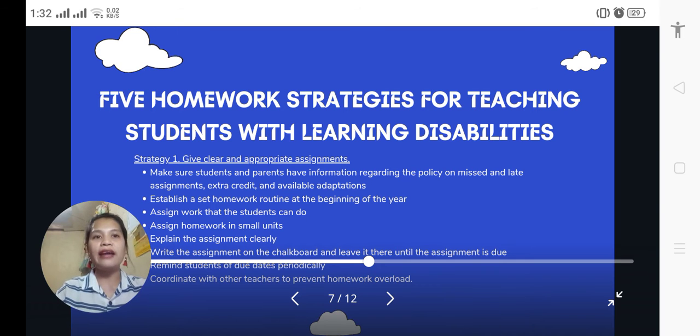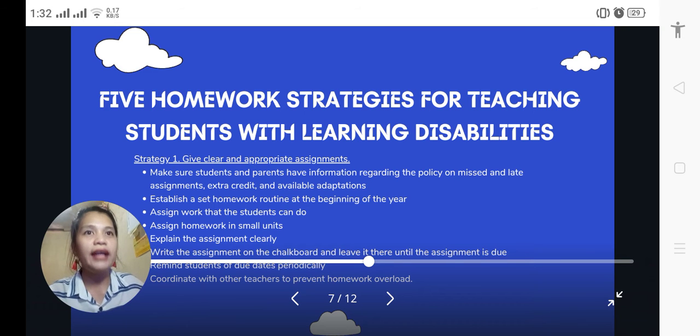there are 5 homework strategies for teaching students with learning disabilities. So we have the first strategy. Give clear and appropriate assignments. So for me, it is very important that I include this bullet in my slide because it is important to take note of this.